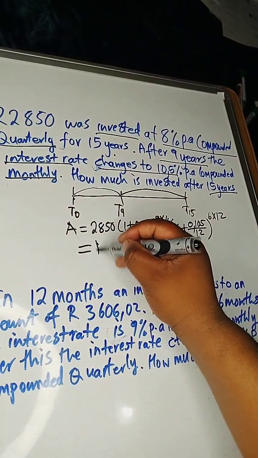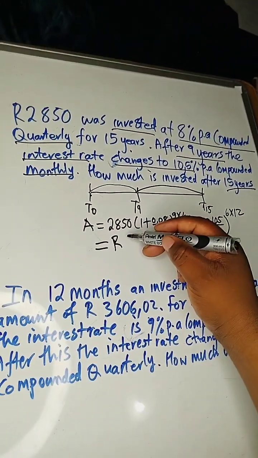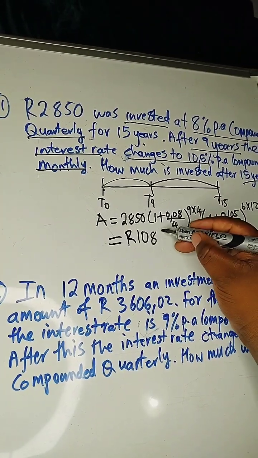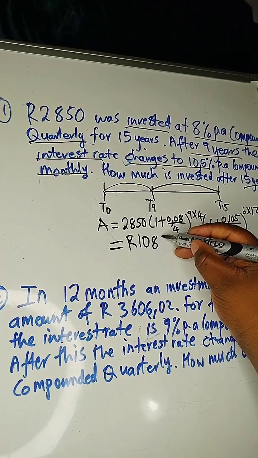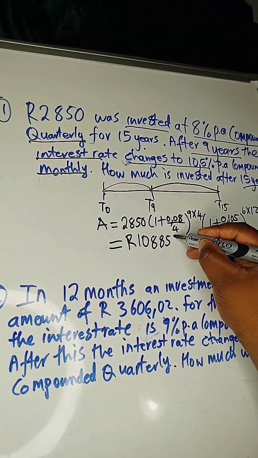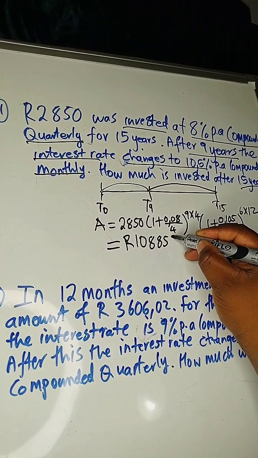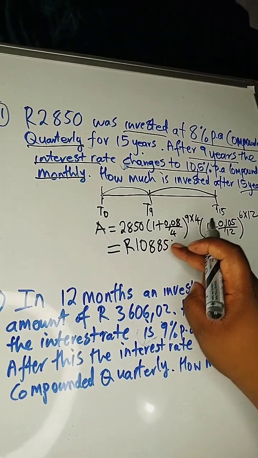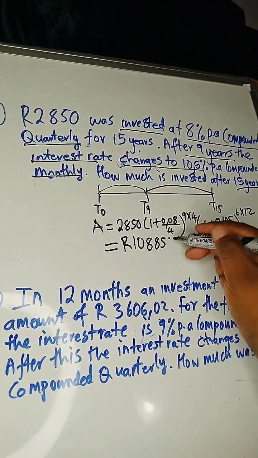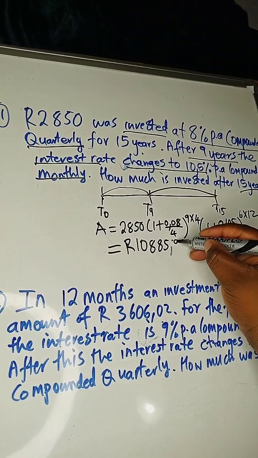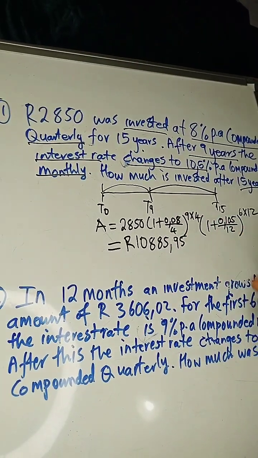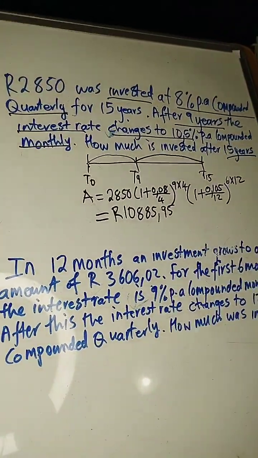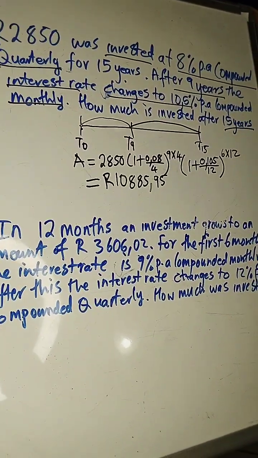When we punch this on our calculator, we will have 10,885.95. So there are two 8s. Yes, 10,885.95. Okay, this is punched on my calculator. Check if you got the same answer. That's the first one. That's how we deal with it.